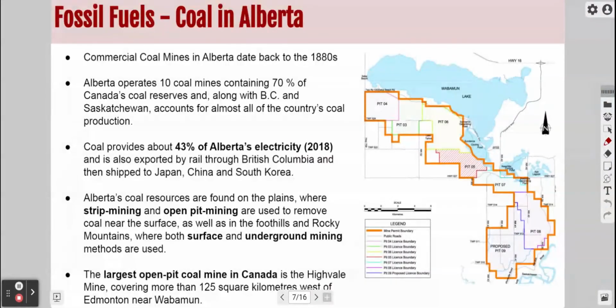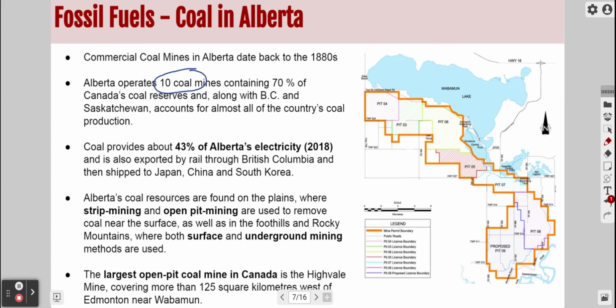There's a few more. Okay. So coal in Alberta, commercial coal mines date back to the late 1880s. Alberta operates about 10 coal mines right now. Mind you, this number is changing, and you'll see why. It's changing quickly, actually. And Alberta contains about 70% of Canada's coal reserves, along with BC and Saskatchewan, accounts for almost all the country's coal production.